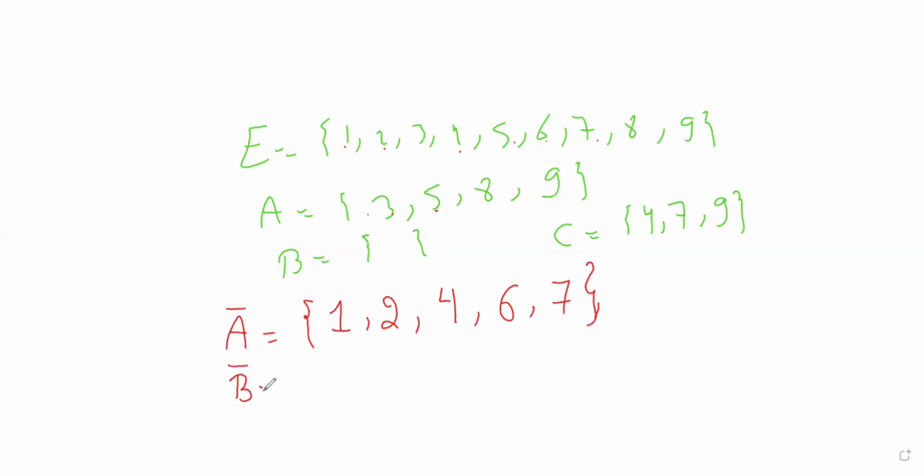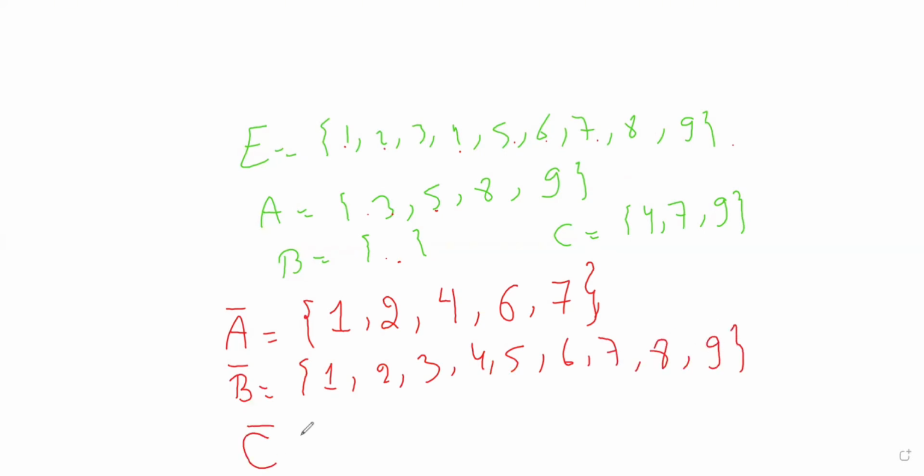Now for the B complement. If we look, all the elements of E are not found in B. So we have to write all of them. 1, 2, I want to write the numbers missing from B, and all of them are missing, so we should write all of them: 1, 2, 3, 4, 5, then we have 6, 7, 8, and 9.